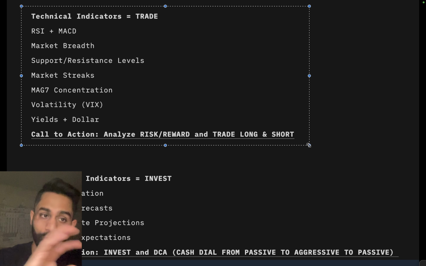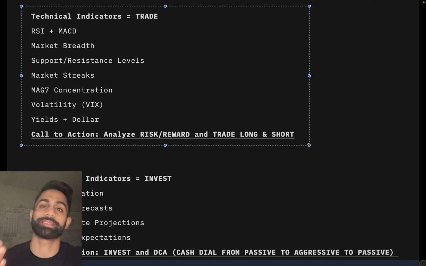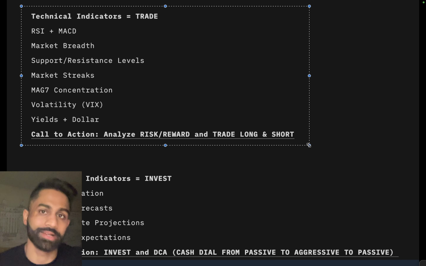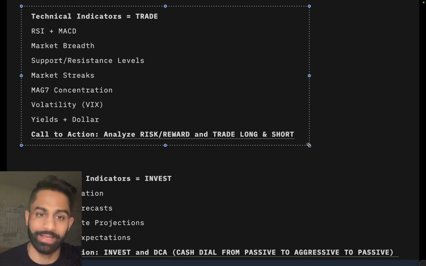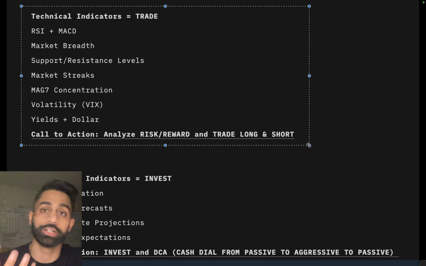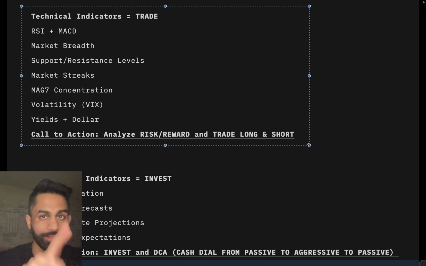So when we're going over this in our market updates, it is simply coming from the perspective of trading and analyzing the risk and reward, okay? And the call to action is, again, analyzing the risk and reward so we can look for opportunities both on the long and the short side, considering everything that I just mentioned, okay?